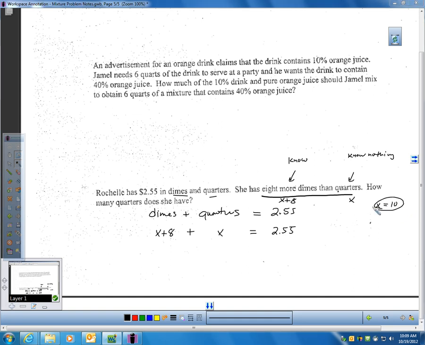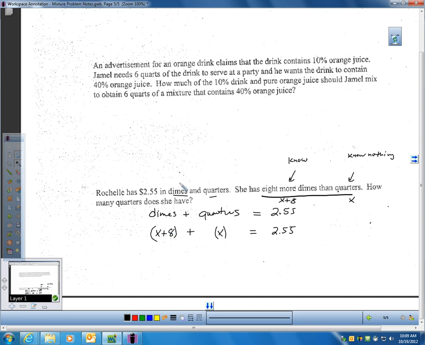If x is 10, that means this is 18, right? Does 10 plus 18 give you $2.55? And you're probably thinking, no, 10 plus 18 tells me how many coins I have. So just keeping this equation isn't good enough. I want a price. I have to incorporate price into this. This is how many dimes I have. This is how many quarters I have.